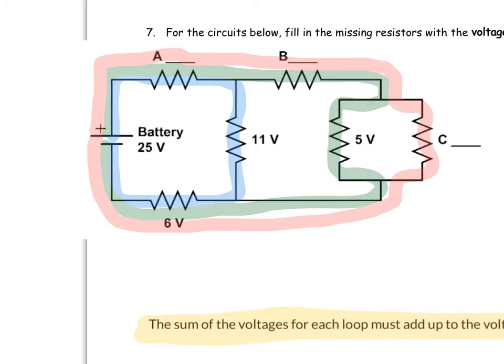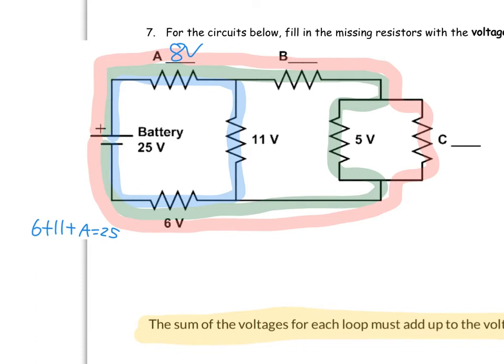Let me start with the inner blue loop here. I know everything must add up to 25. So I have resistor A, which I don't know, and then 11 and 6. So I really need 6 plus 11 plus A to equal 25, which means that A here is going to be 8 volts. All right, so that adds up to 25.